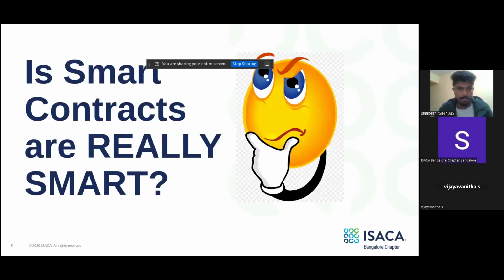So, is a smart contract really smart? Some of you might think so. When we hear the name smart contract, wow, it sounds really good. Most people will think it is really smart. Actually, it's not as smart as you think. It has some sort of vulnerability, and that is the thing we want to say here.